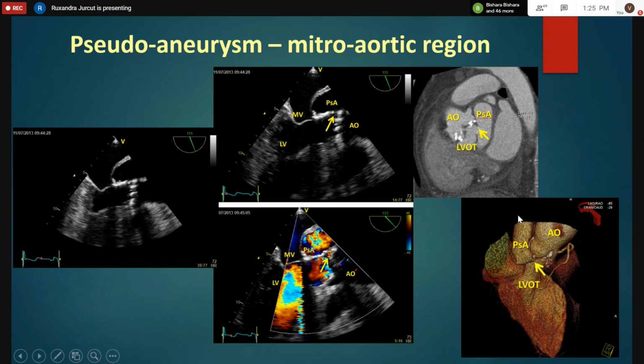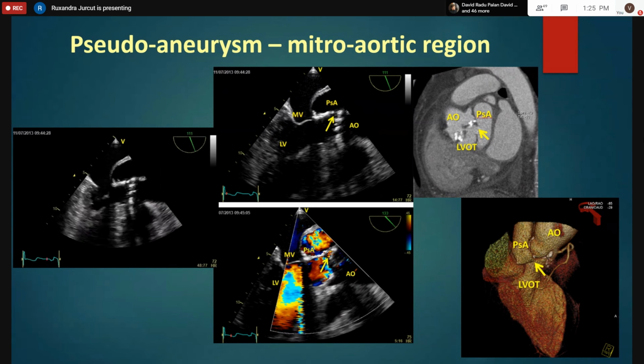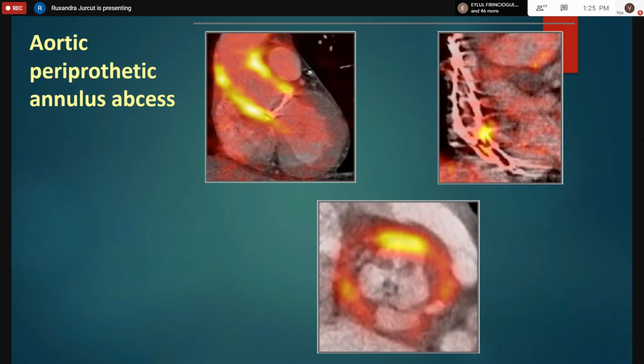This is a CT image here, and here is a very beautiful 3D reconstruction of this pseudoaneurysm. You can see it here near the aorta. So it's a sort of outpouching from the aortic annulus. The blood can enter it, and you see it here in the color Doppler image, but it's still a severe complication because, of course, it's an abnormal structure, and it can fissurate, it can break, and that can be fatal for the patient.